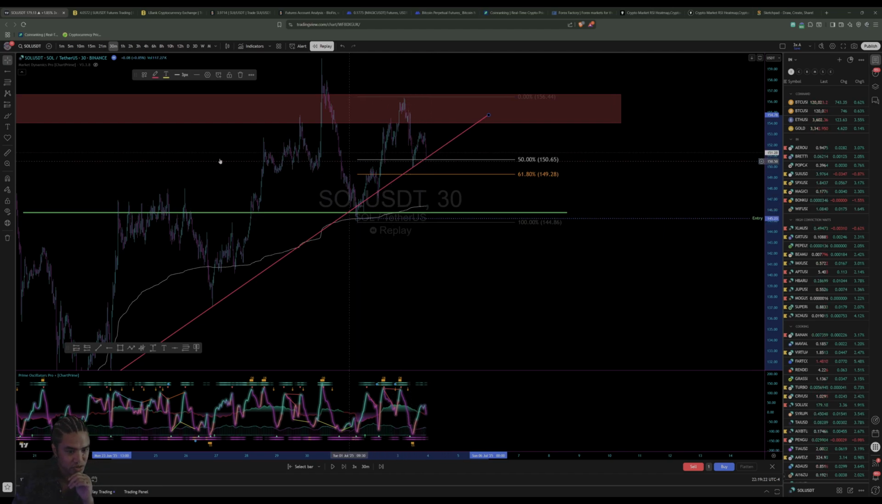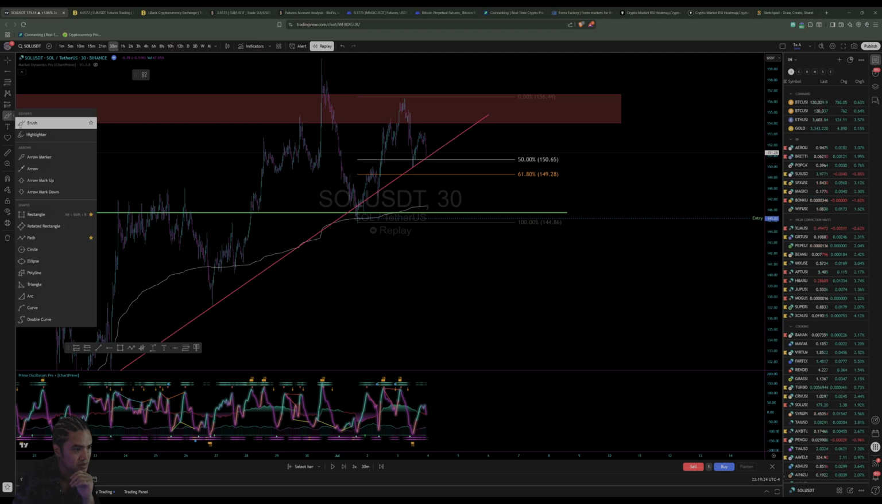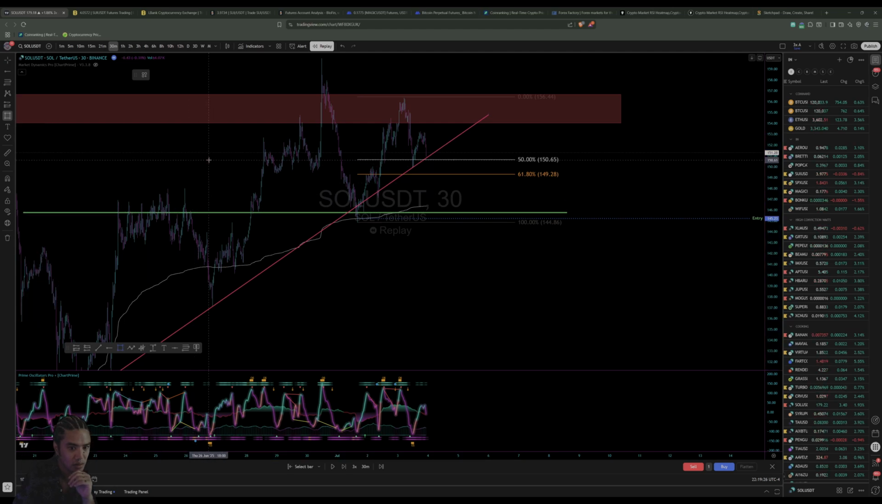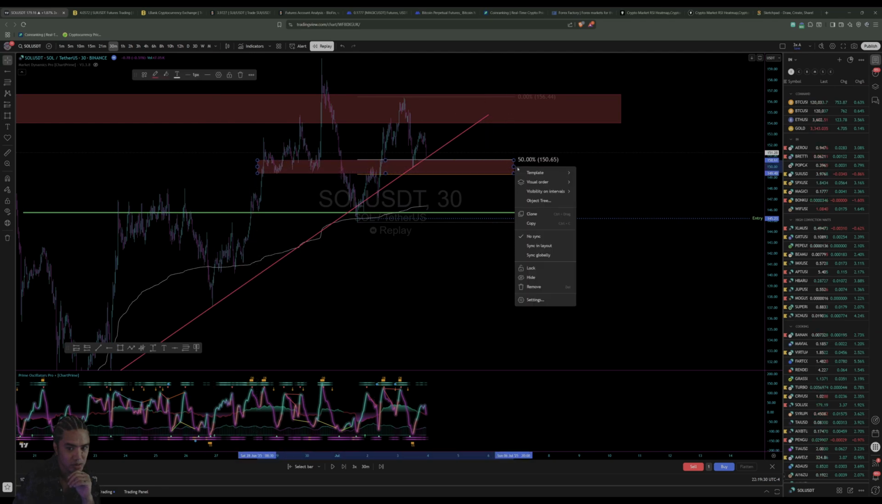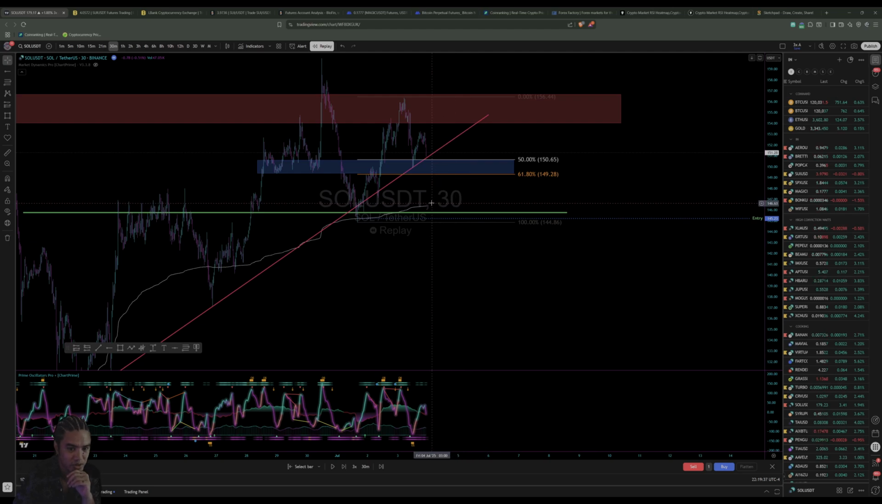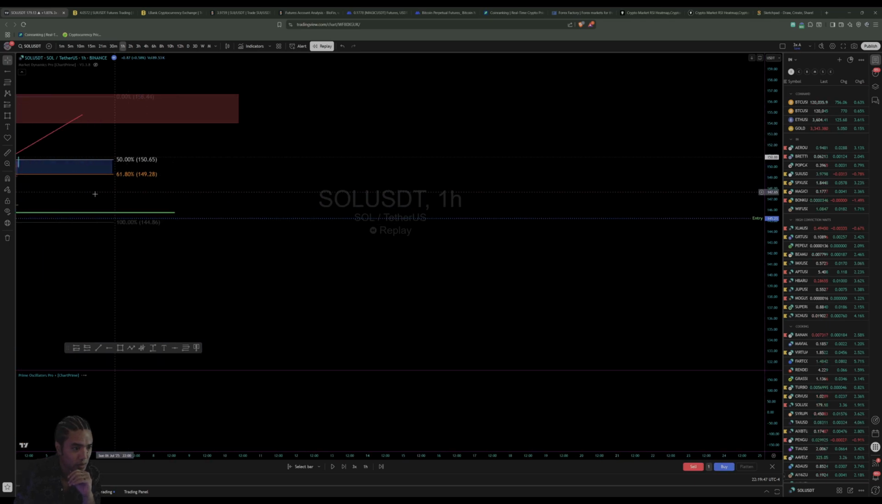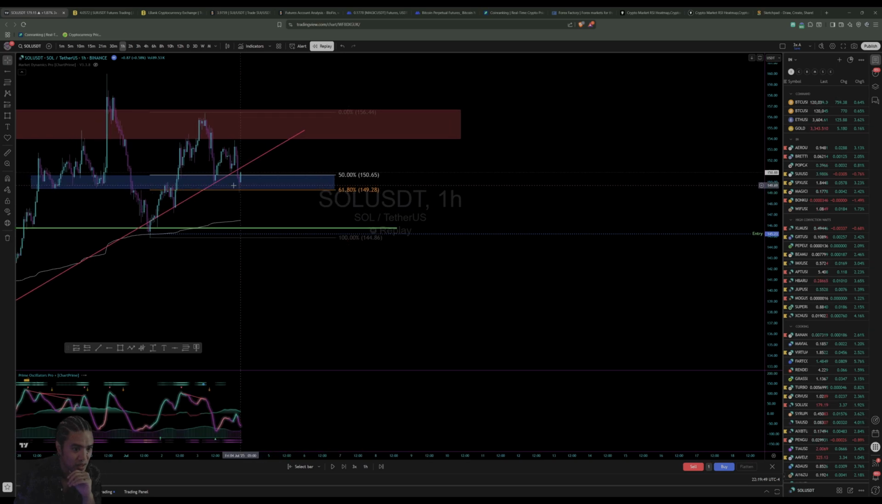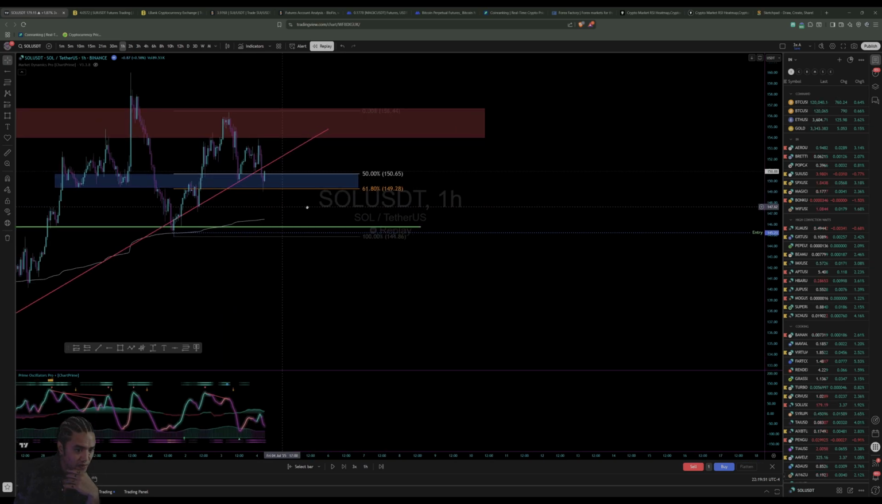But this zone we can identify as a reaction zone. A bullish reaction zone, hopefully. Okay, 1 hour. What's it showing? Did we have a candle close? Yes, we did. I either closed it or took profits.